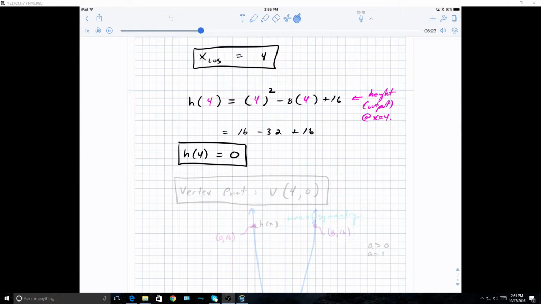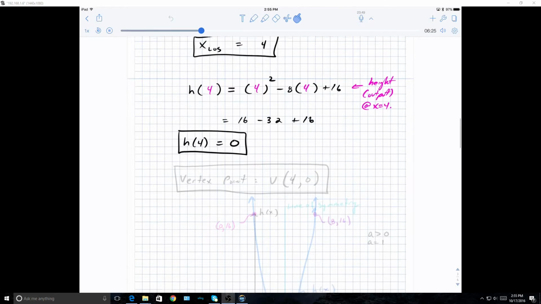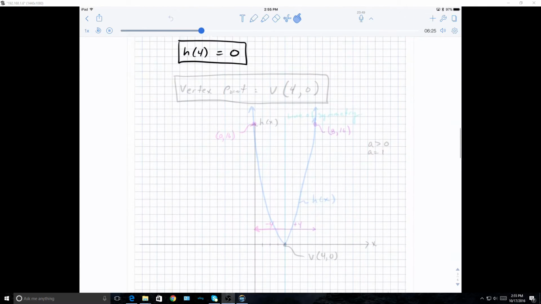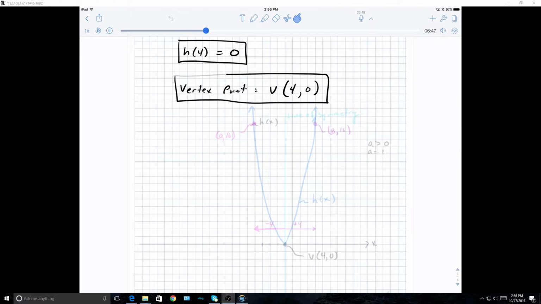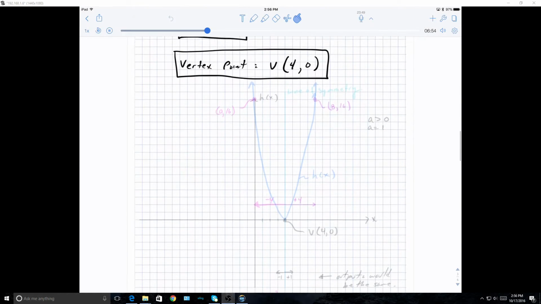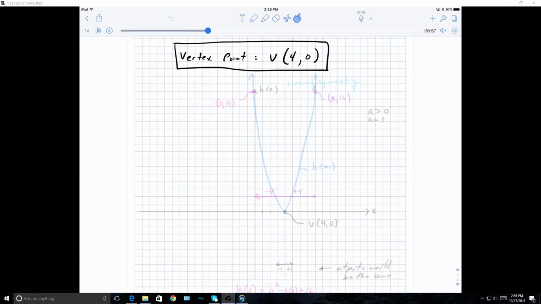Okay. So this is really saying a few very important parts. We now know the vertex. If we combine these, we know the vertex point, which I'll just call V, and at a value of 4, we have a height of 0. So those two pieces together gave us some very valuable information. Now all we have to do is pick a point that's going to be very easy to find.